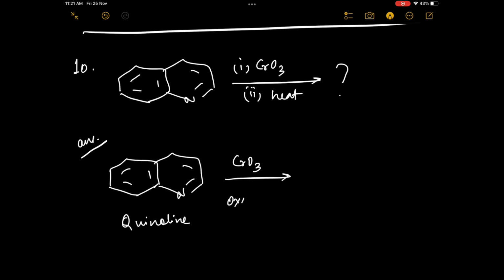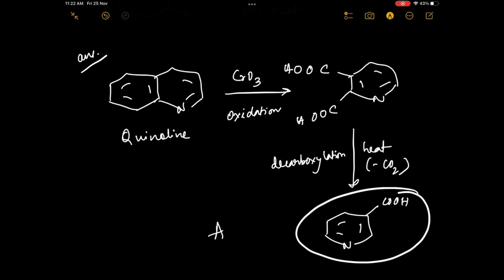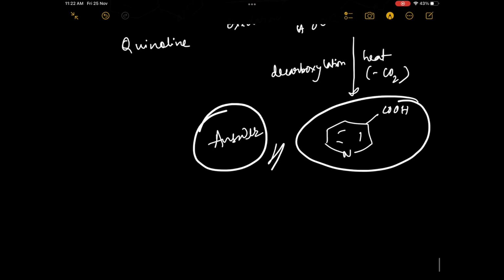What happens is that in quinoline, the benzene part of the ring actually breaks and forms 2 COOH groups by the application of CrO3 via oxidation of the benzene ring. After that, heat is provided, which causes decarboxylation. So one of the COOH groups is kicked out, the third position COOH group remains, and this is the answer.